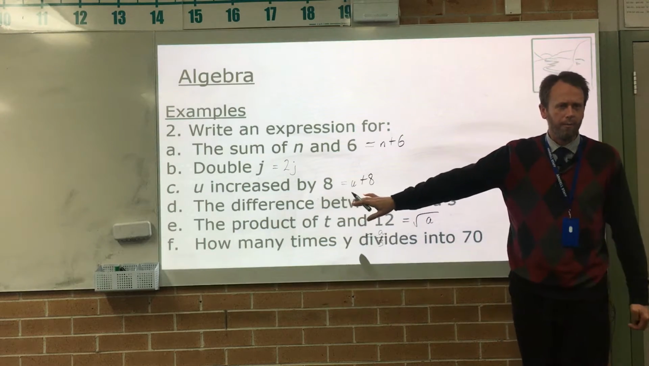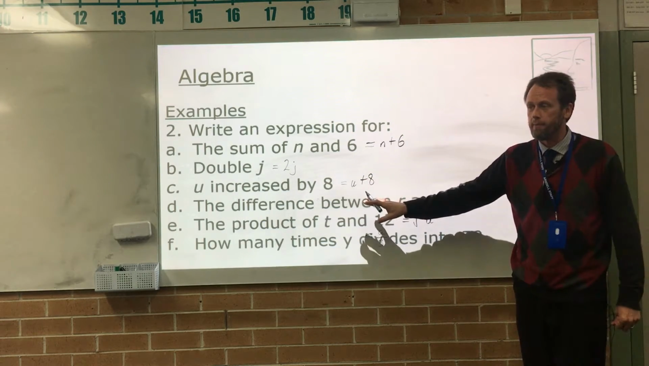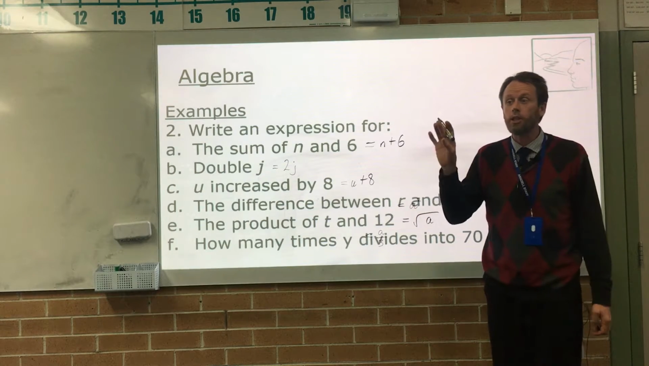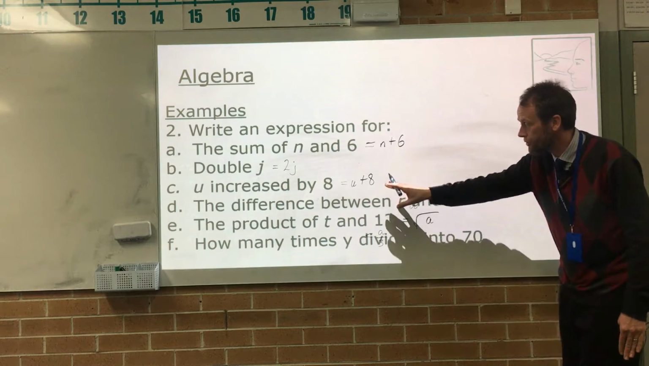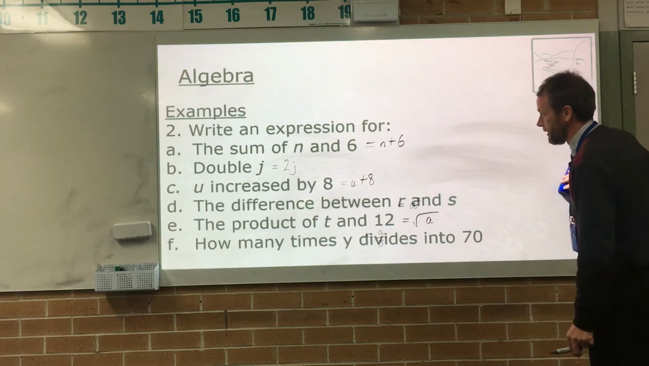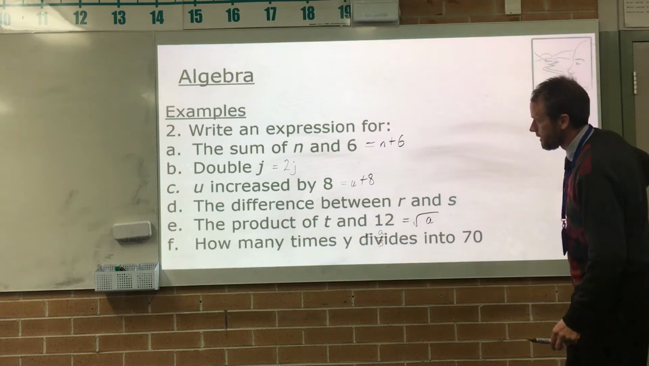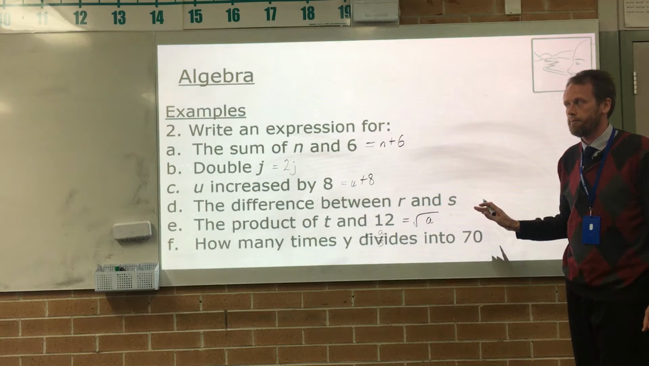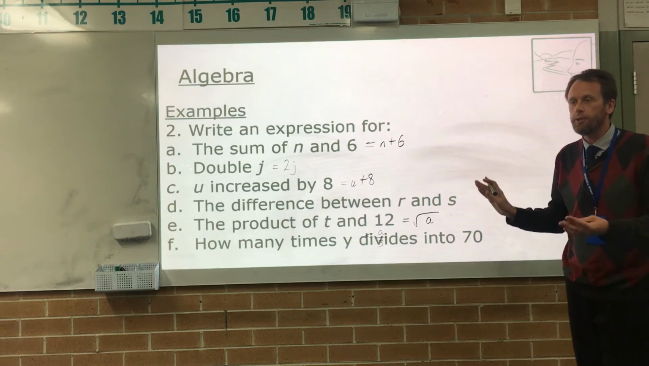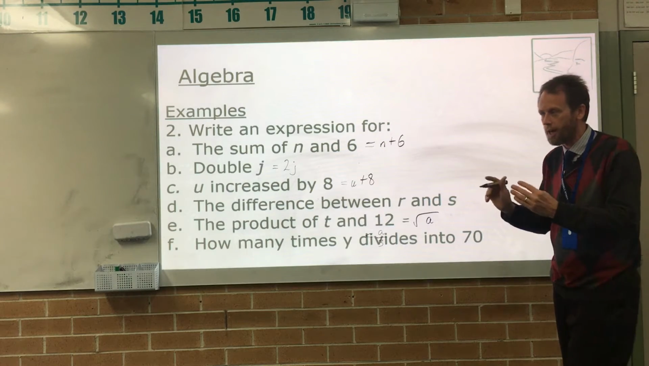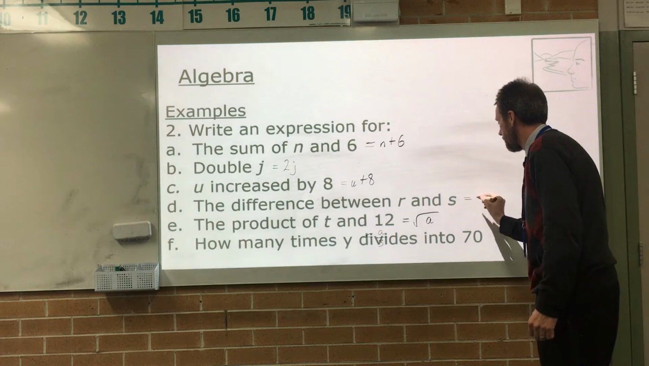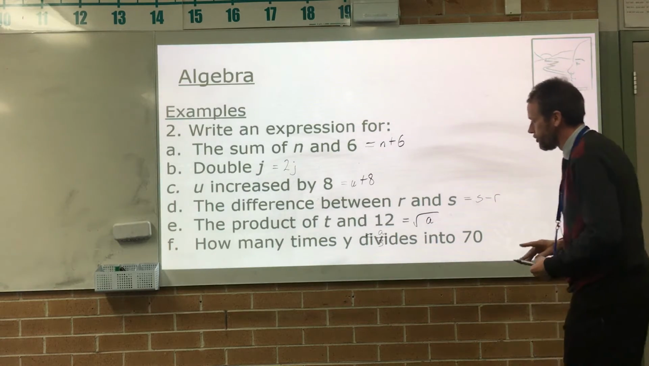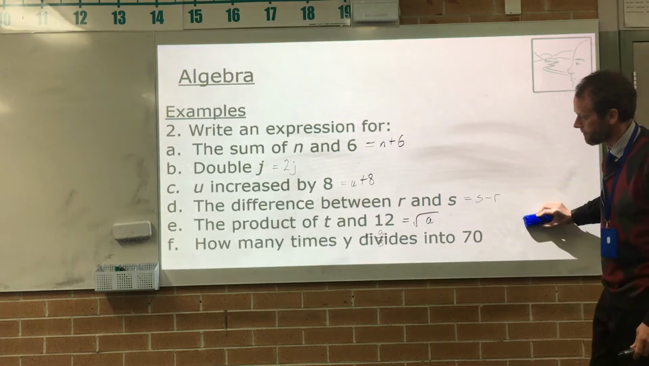Now, you might be going, why don't they just always say it the same? Because when you get out there in the real world, Year 7, you will experience people who use all sorts of terminology to represent things. The difference between R and S sounds a bit tricky because we don't know which one's larger. But for us, we can just write S minus R. Let's assume that S is larger.